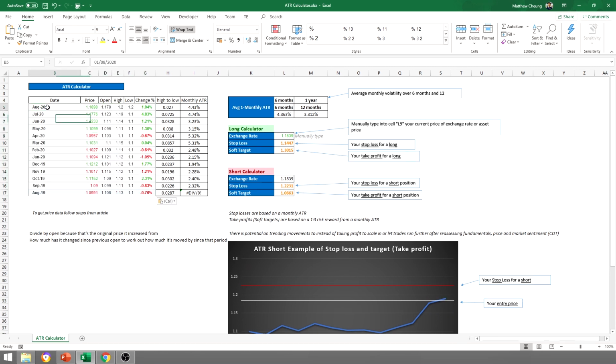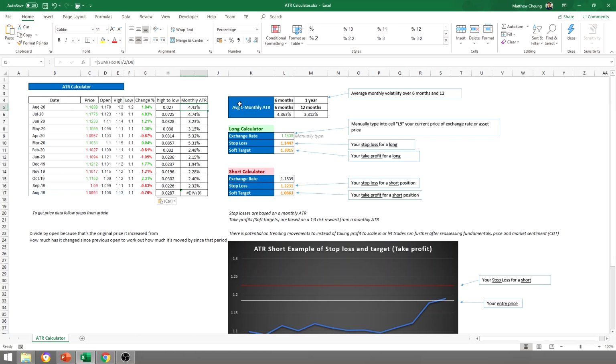So now that we've done that, the calculator has automatically worked out roughly what the average volatility is over the past 12 months. And how has it done that? Well, firstly by calculating the high to low of each month, and then the monthly ATR of that month. So what it does here is it sums up the current high to low and the previous high to low, divides that by 2 to get an average high to low over the past month, and then it divides it by the previous open, because that's where it moved from previously. So that's what's given us 4% here.